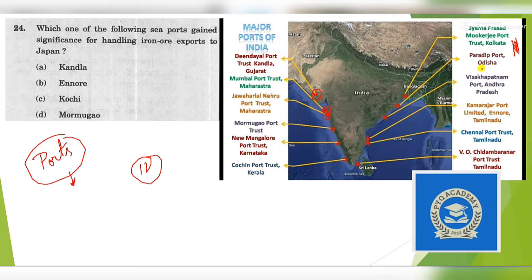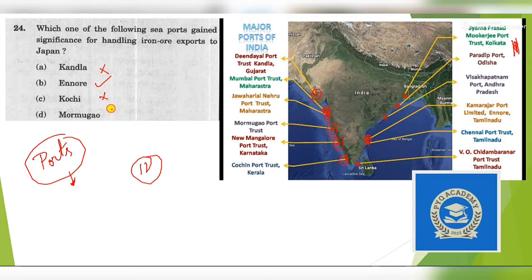So first is Kandla. Kandla is here, on the western coast, so it will not have any significance in trade with Japan. Then is Ennore. Ennore port is here, just near Chennai port, which is also known as Kamraj port. So yes, it can be used. Then Kochi. Kochi is here, on the western coast, so no need. Then Marmagao, it is here in Goa.